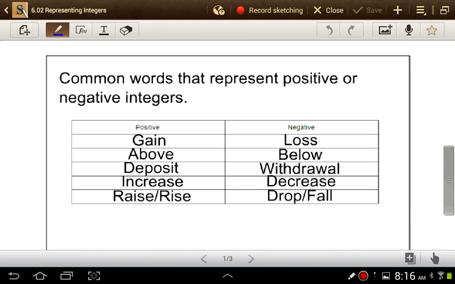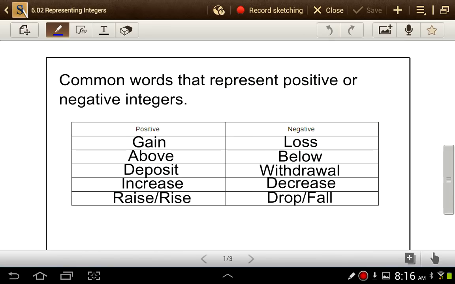When we talk about positive and negative numbers and representing them, we have to know what words mean. So I have a listing here of some common words, so go ahead and pause the video and then write down these words, or you can write them as I'm talking. But some of the common words that you might see that represent a positive number would be gain, above, deposit, increase, rise, or raise.